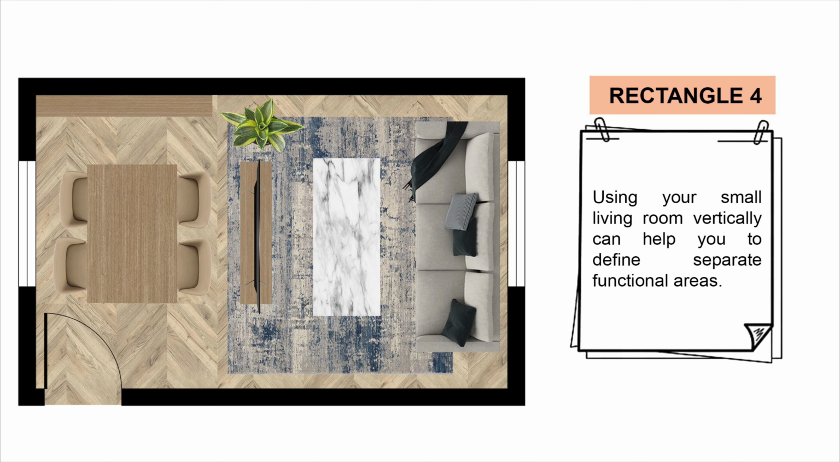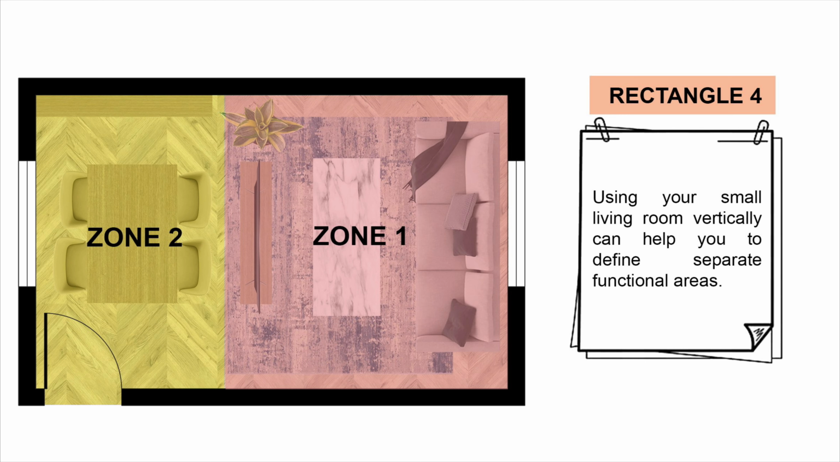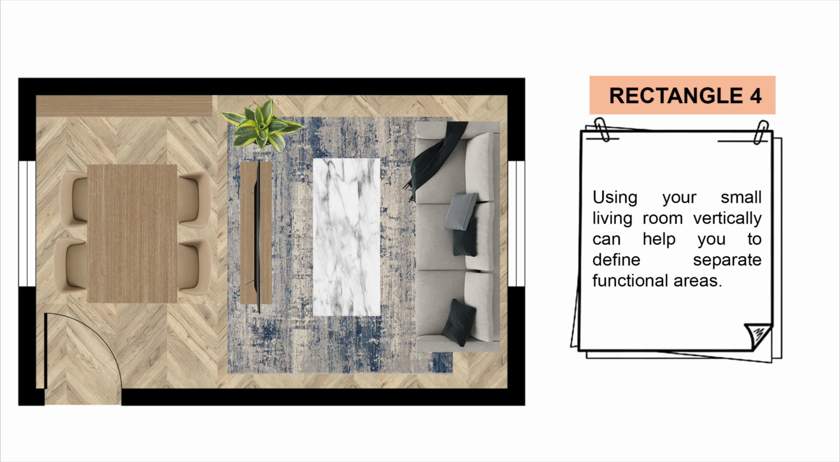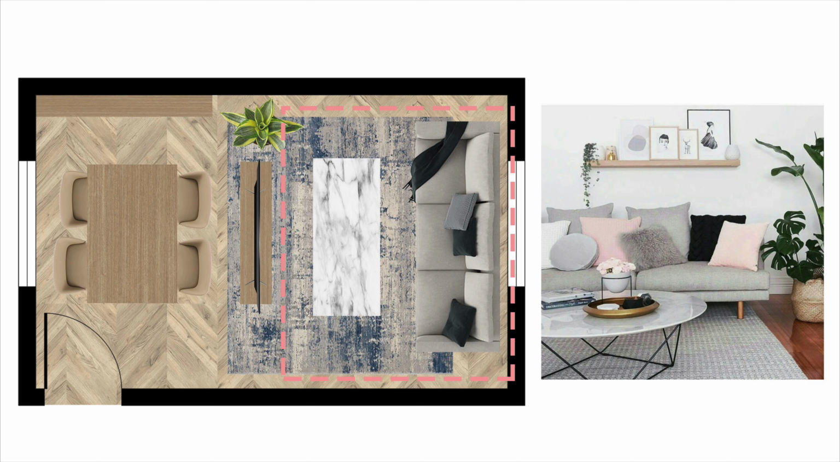As you can see here, we have used the space vertically, and because of that reason, we have created two different zones. In this case, I would suggest you to go for a single large sofa on your lounge area rather than a small sofa with an armchair. And the reason is that the width of your space is already small, and if you use two separate furnitures, it may even look smaller.